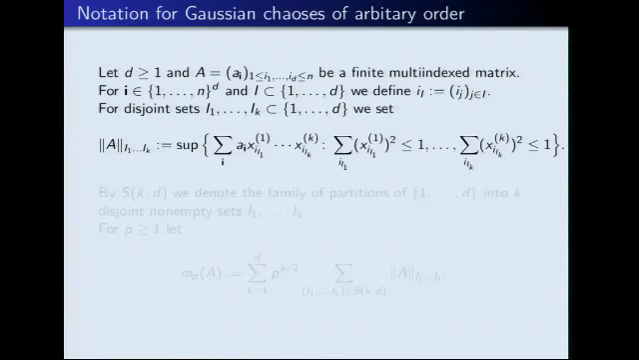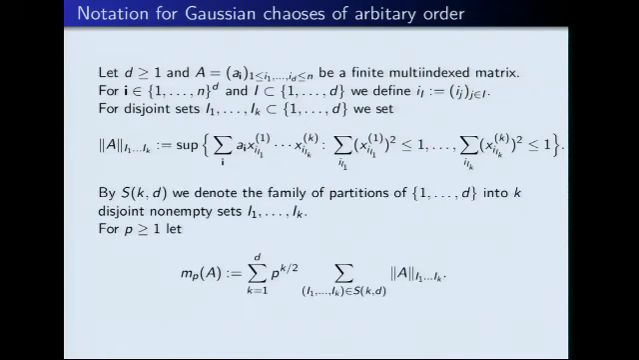And what do you do then? You have again a polynomial p over. So the coefficients are the same as Arcones-Giné, and you take all partitions into k sets and you compute this quantity.